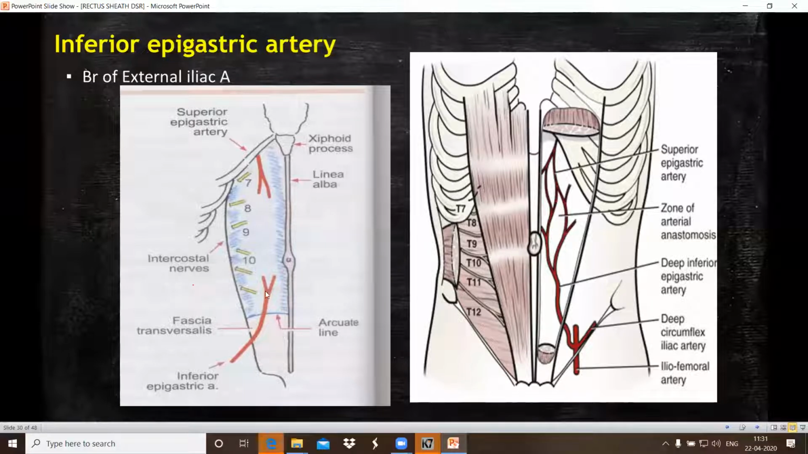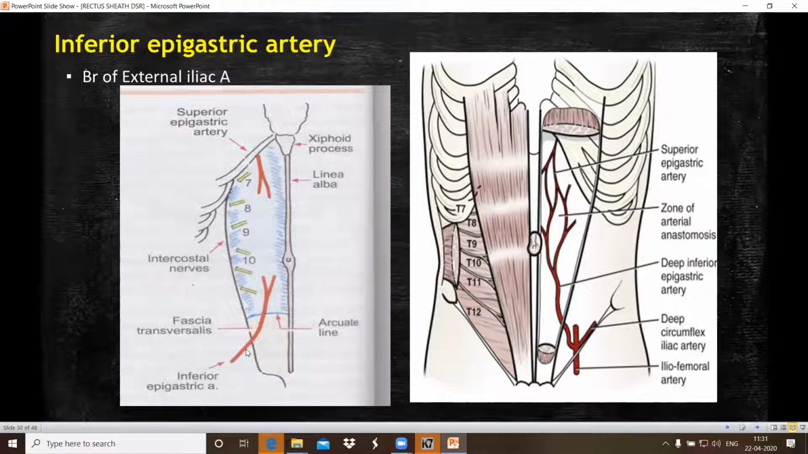It runs over the arcuate line and anastomoses with the superior epigastric artery at the level of the umbilicus within the rectus abdominis muscle. So the only two points you have to remember here: the anastomosis occurs within the rectus abdominis muscle at the level of the umbilicus. And one more important point is that the inferior epigastric artery gives two more branches.